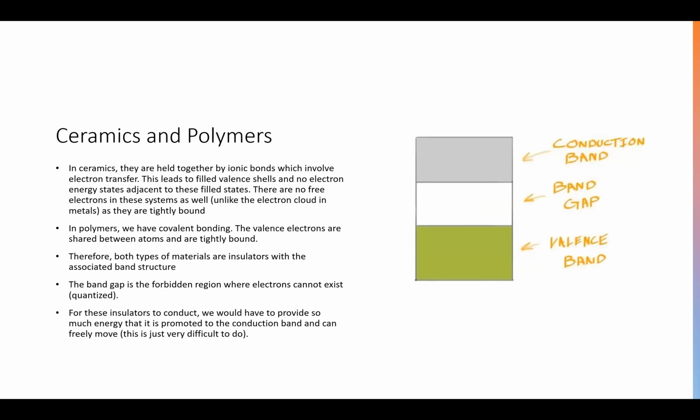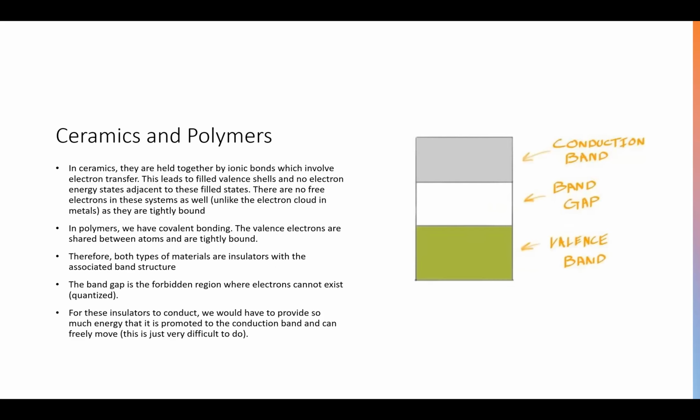Then we have ceramics and polymers. Ceramics are held together by ionic bonds, which involve electron transfer, and this leads to a filled valence shell and no electron energy states adjacent to these filled states. There are no free electrons in the system, unlike the electron cloud in metals, as they are tightly bound to their atoms. In polymers, we have covalent bonding. The valence electrons are shared between atoms and are tightly bound. Therefore, both types of materials are insulators with the associated band structure seen in this figure.